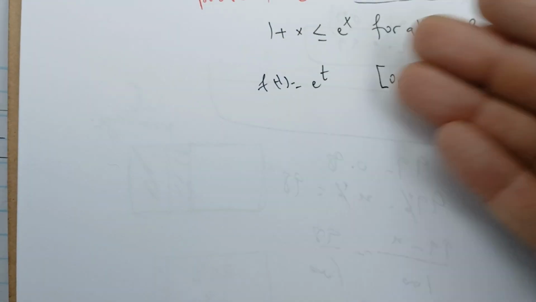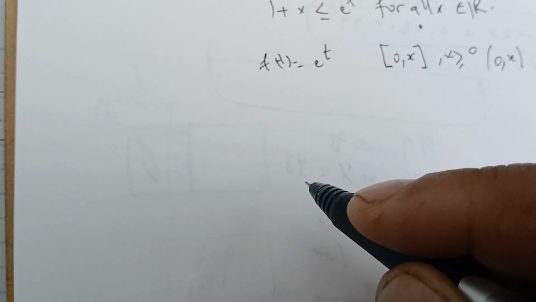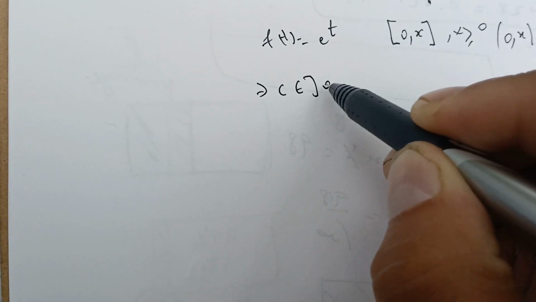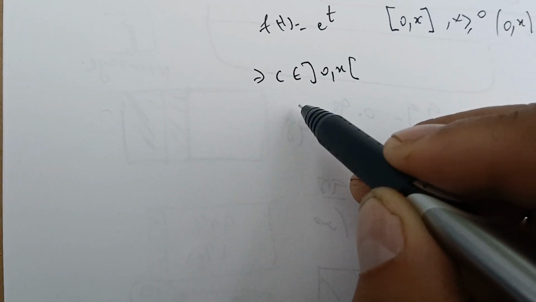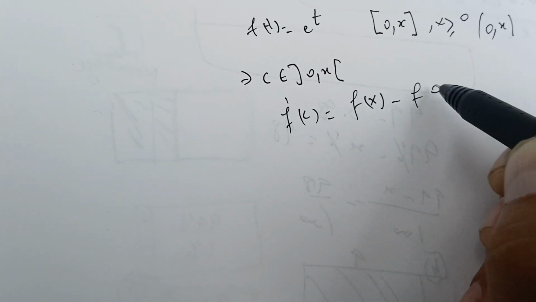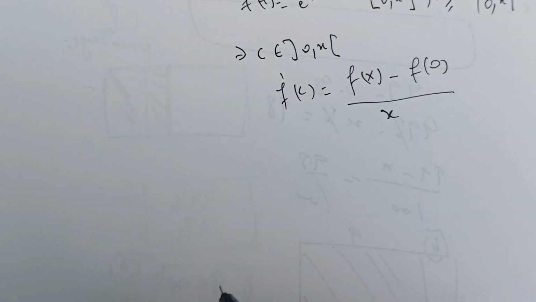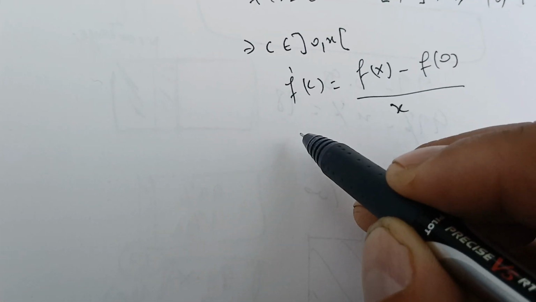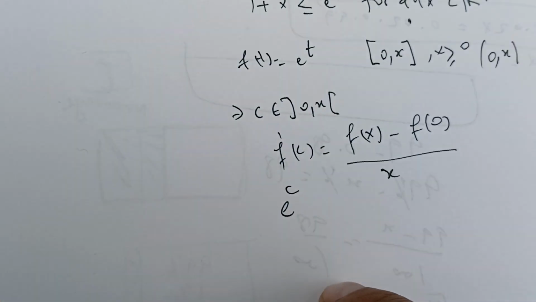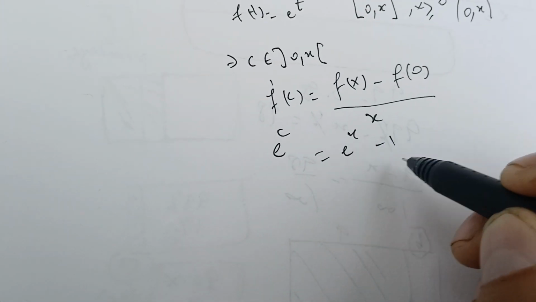Since we have these conditions, the mean value theorem lets us conclude that there exists a c in this interval 0 to x, such that f prime of c is f of x minus f of 0 over x minus 0, which is x. So f prime of c is e to c, because the derivative of the exponential is itself. And f of x is e to the x, f of 0 is 1, over x.